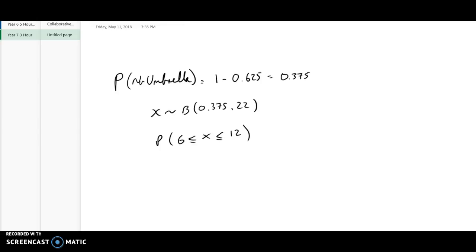So it's a binomial situation, so we can say that it's binomially distributed. The probability that he doesn't take his umbrella is 0.375, and that's 22 trials. And what we want is the probability that he doesn't take his umbrella between 6 and 12 times, although I agree the language is a bit convoluted.